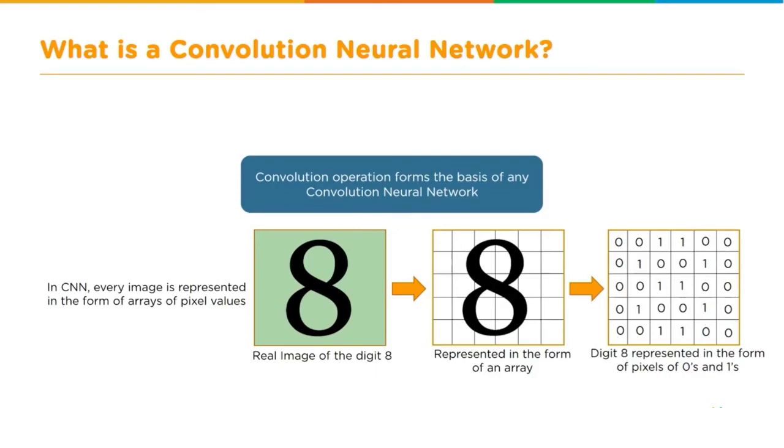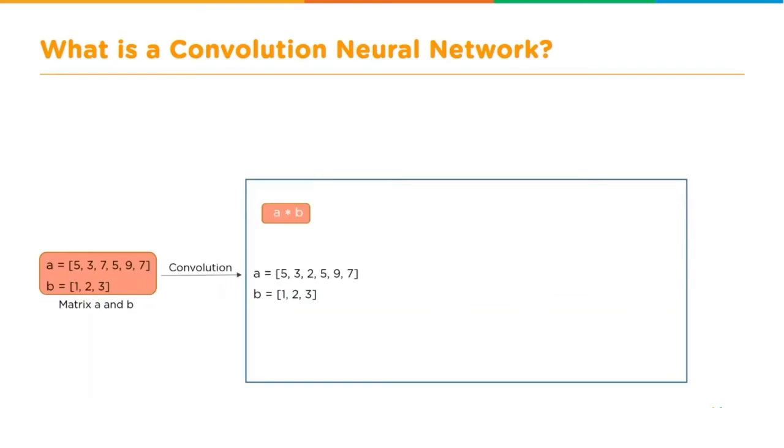In a CNN, every image is represented in the form of arrays of pixel values. So here we have a real image of the digit 8, that then gets put onto its pixel values, represented in the form of an array. In this case, you have a two-dimensional array, and you can see in the final form we transform the digit 8 into its representational form of pixels, with zeros and ones. The ones represent, in this case, the black part of the 8 and the zeros represent the white background.